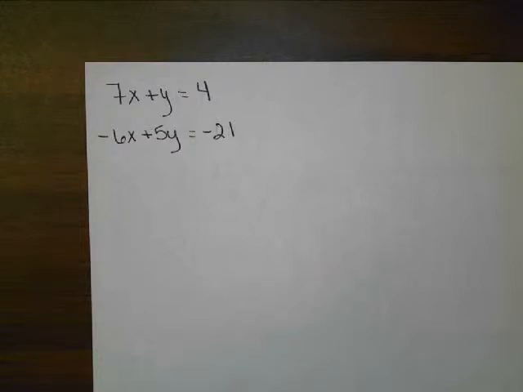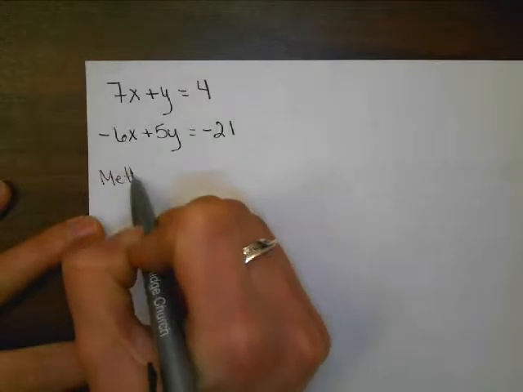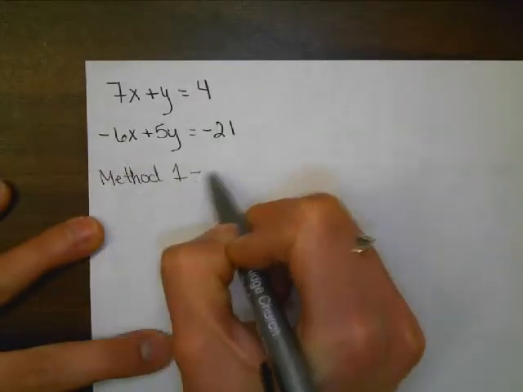Today we're going to talk about how to solve a system of equations using a couple different methods. So the first method we're going to use is the setting equal to method, which was method 1 that I introduced in class.